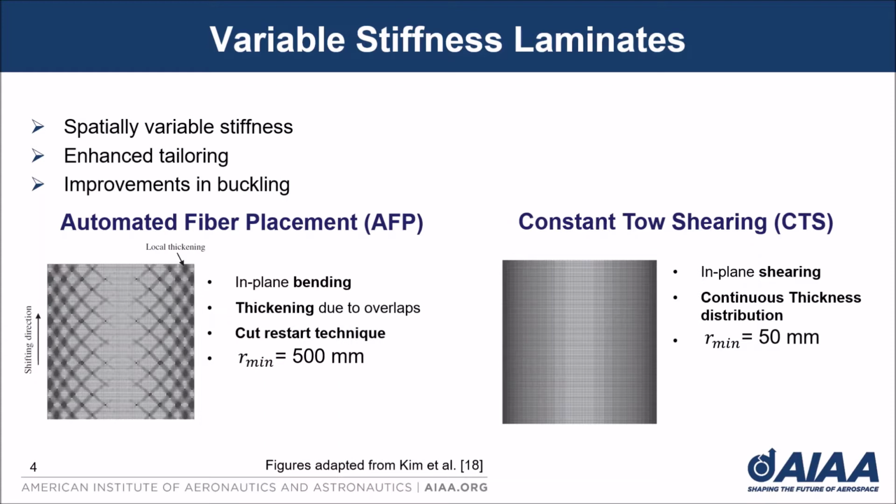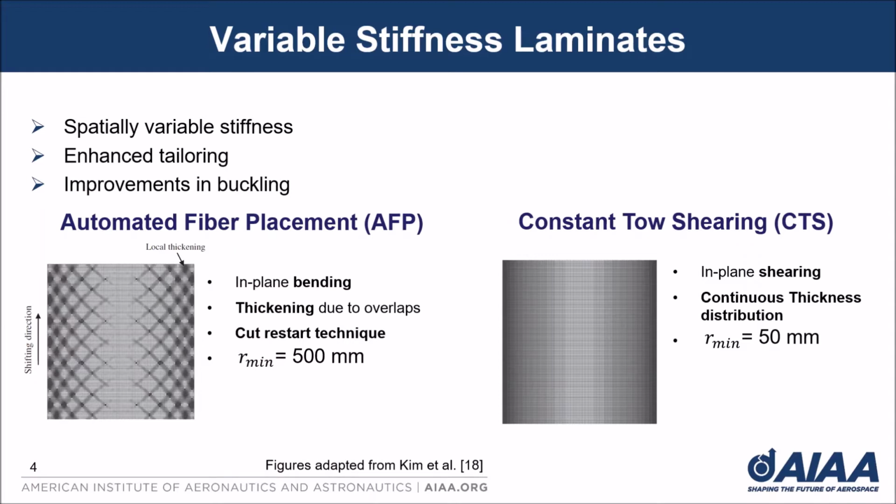Automated manufacturing techniques such as automated fiber placement and continuous tow shearing can produce curvilinear fibers. This extends design possibilities as spatially variable stiffness enhances structural tailoring when compared to traditional laminates. Also, previous works have shown potential improvements in buckling loads for plates, cylinders, and stiffened panels. In this work, we will consider both manufacturing processes to observe their impact in the optimization.